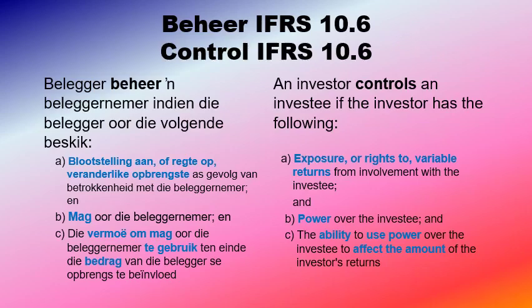The definition that IFRS 10 gives us of what control is states that an investor controls an investee if the investor has the following. So the investor is the company that purchases the shares in the other company. So the investor has to have the following three things: exposure to or rights to variable returns from their involvement with the investee, and power over the investee, and the ability to use this power over the investee to affect the amount of the investor's returns.